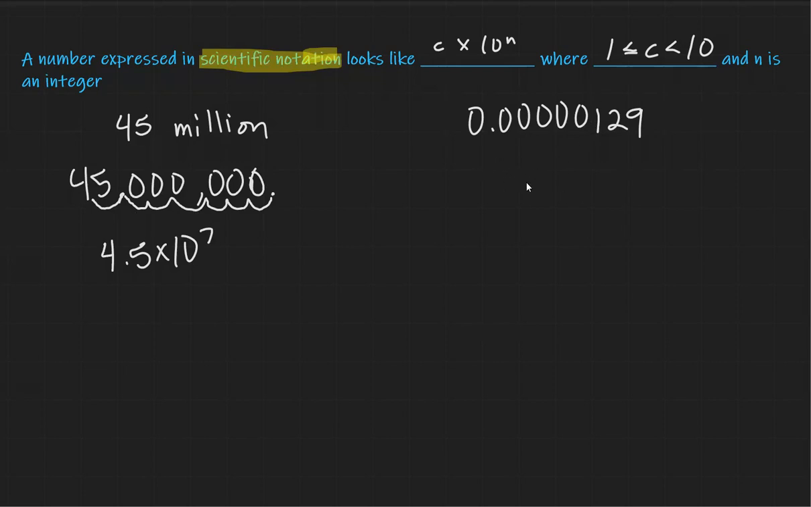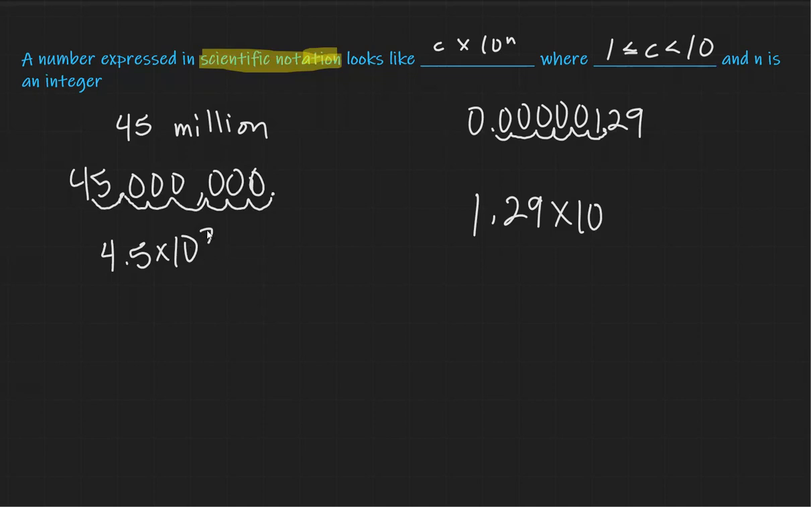Scientific notation is really good to help us express really minuscule little baby numbers and bigger numbers, right? Like in the millions, trillions, billions, etc. Okay, same idea here. So I got to make this number between 1 and 10. So here I got to move to the right. 1, 2, 3, 4, 5, 6, right? Because now this is 1.29.